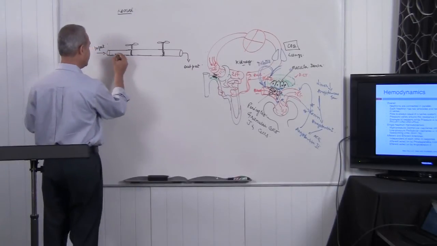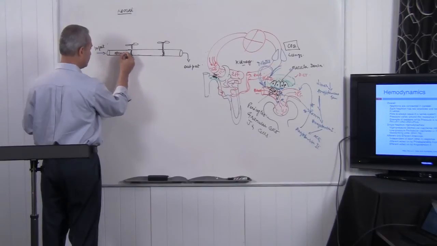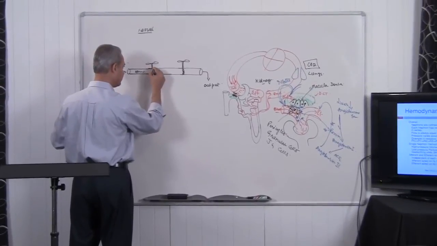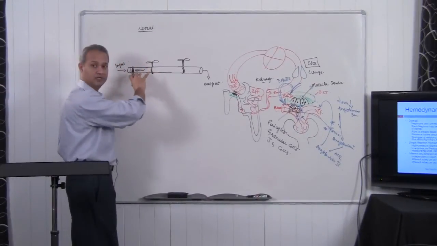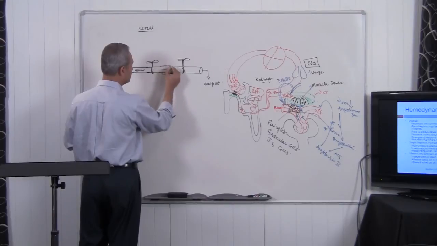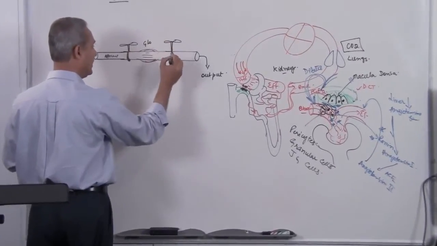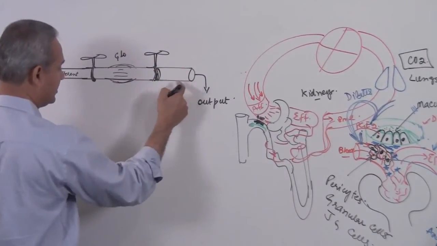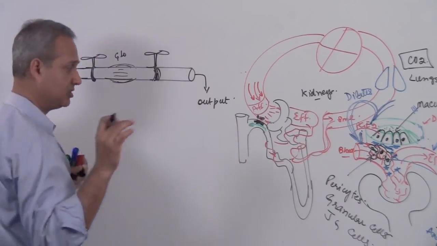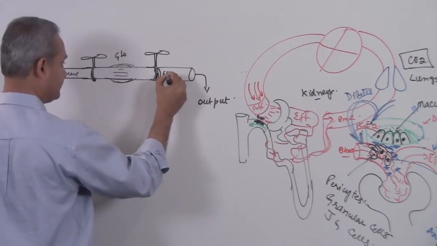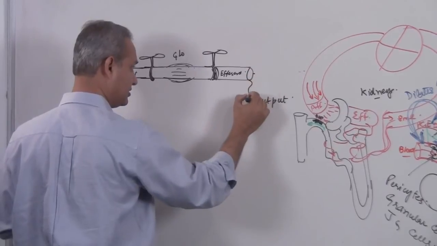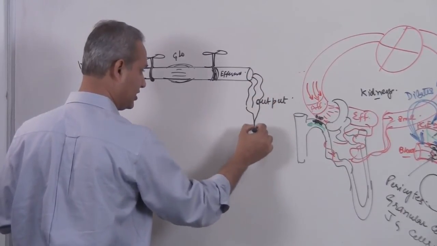For your reference, you can say this is the afferent arteriole. This is the musculature of the afferent arteriole, which can change the diameter of the afferent arteriole. This is the glomerulus, and this is the efferent arteriole, and again this is the musculature of the efferent arteriole, which would control its diameter. And then of course the peritubular capillaries, which will then become the vein.